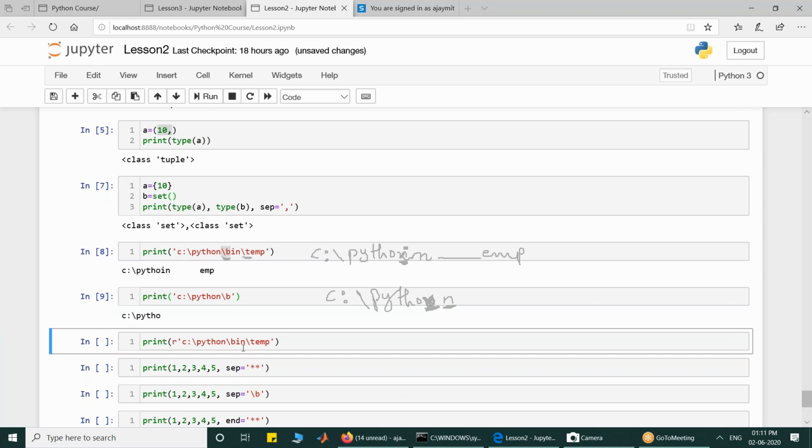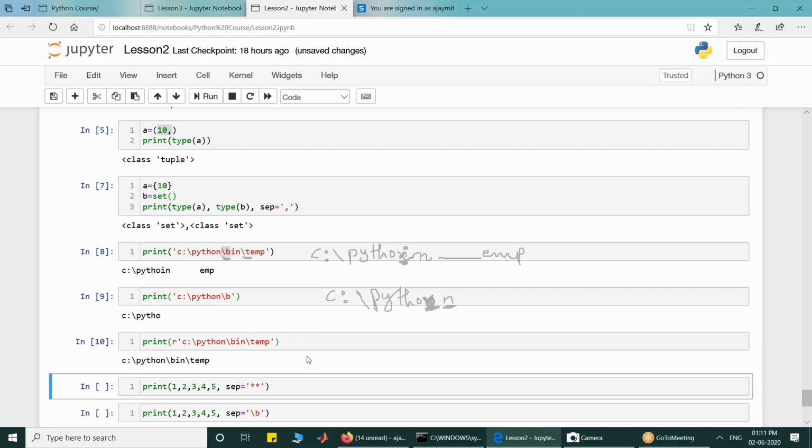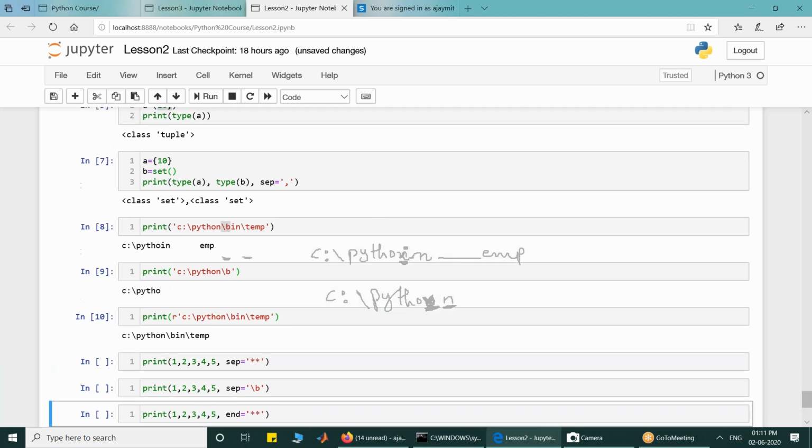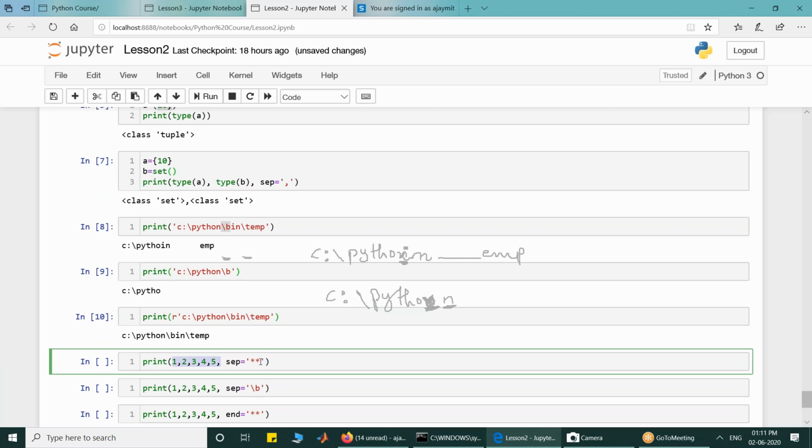What would be the output of the next one? R C:\Python\bin\temp. So R makes it a raw string. R makes it, yes or no? R makes it a raw string. If you execute it, it will come out to be the same. Okay. What would be the output of 1, 2, 3, 4, 5 with separator double asterisks?